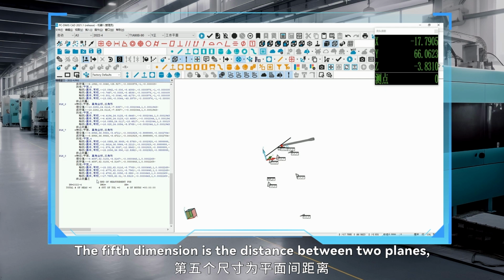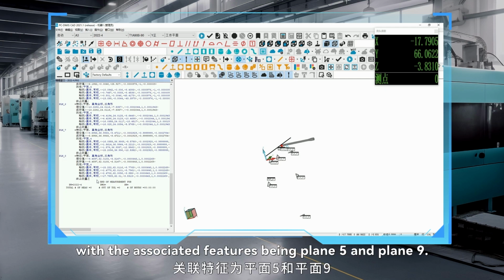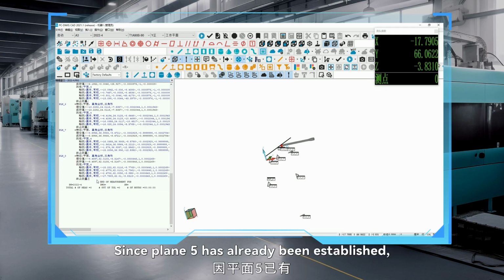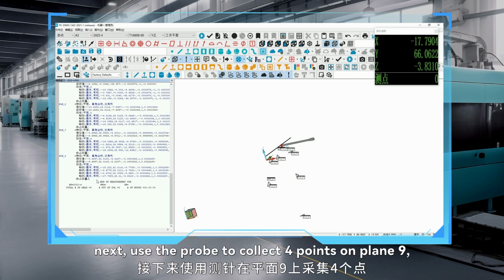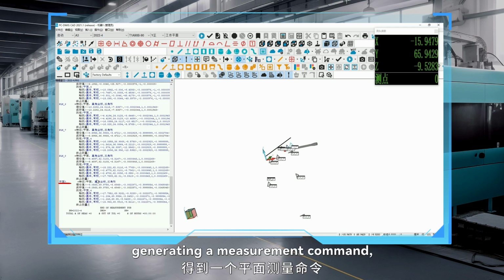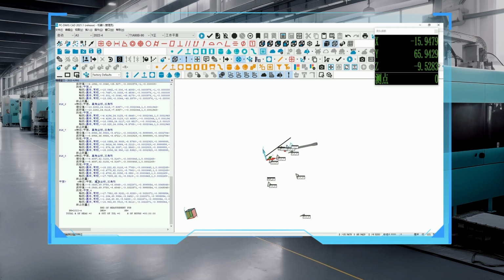The fifth dimension is the distance between two planes, with the associated features being plane 5 and plane 9. Since plane 5 has already been established, next, use the probe to collect 4 points on plane 9, generating a measurement command, which is renamed PLN9.